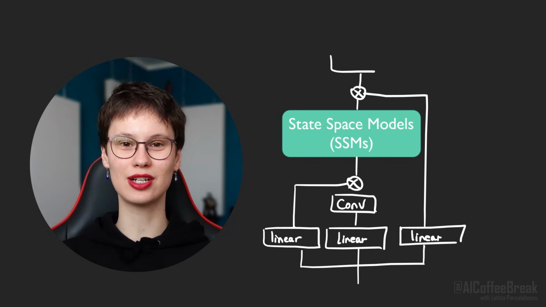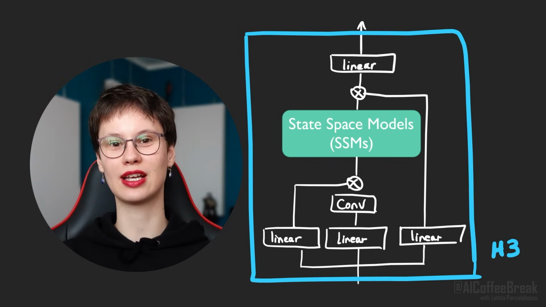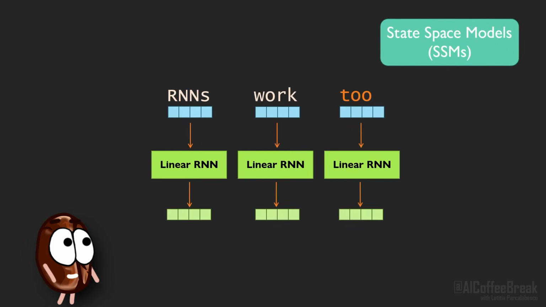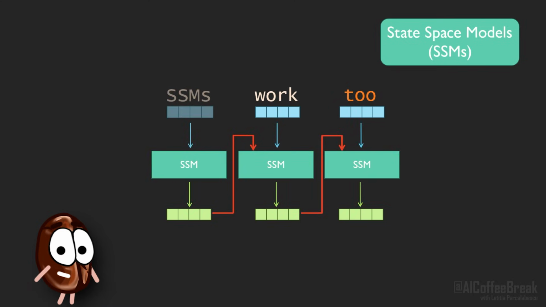SSMs are usually part of larger neural network architectures because on their own they are not much. From a high-level perspective, they work like linear RNNs, where the output representation of the previous token and the embedding of the current input token are transformed and then combined. So yes, just like in RNNs, SSMs process one input token after the other.